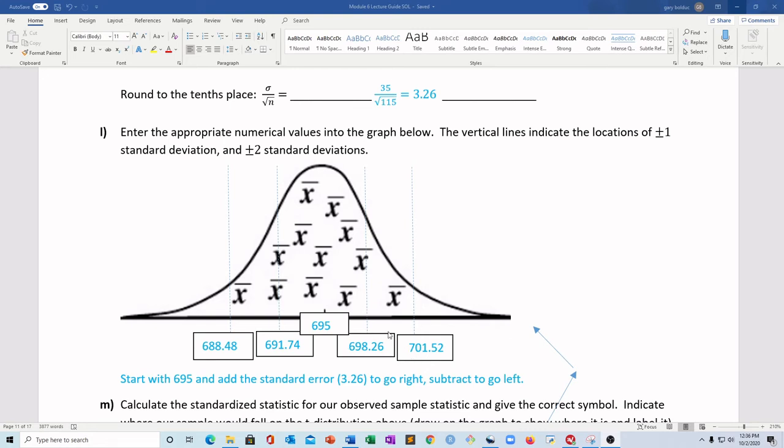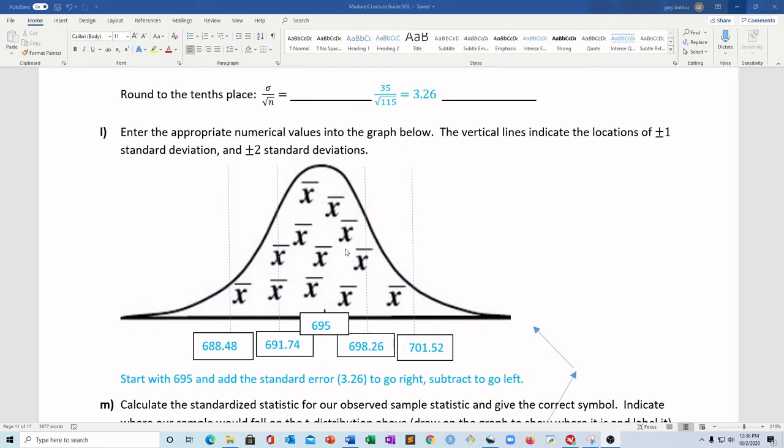These numbers help me see that most of the samples will fit in between here and here. So look at the picture. Almost all of our samples will fit in between 2 standard deviations left and 2 right. And this is going to happen every time.